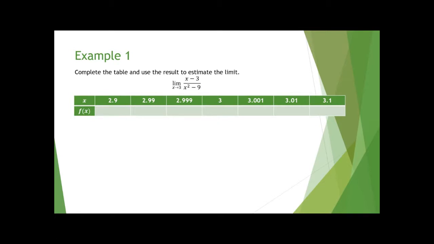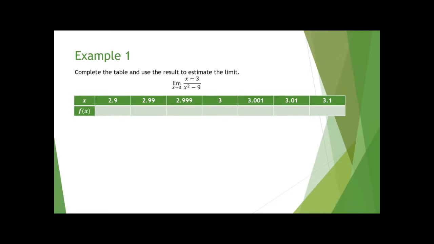So example 1, complete the table and use the result to estimate the limit. So we are finding the limit as x goes to 3 of this function, x minus 3 over x squared minus 9. So we're saying as x goes to 3, what happens here? So if your limit is at 3, then you want to look on the left side and the right side of 3. So you want numbers smaller than 3 and numbers larger than 3. And you want to look close to 3, really close, which is why I have 2.999 and 3.001.